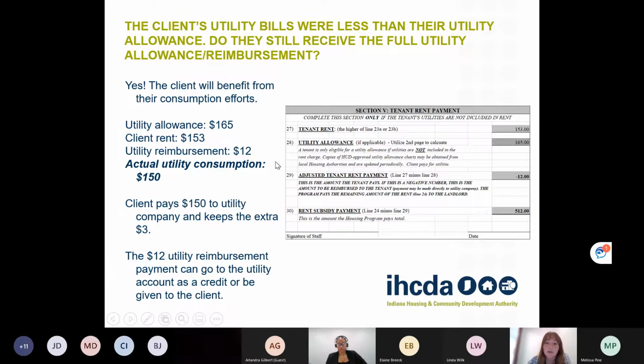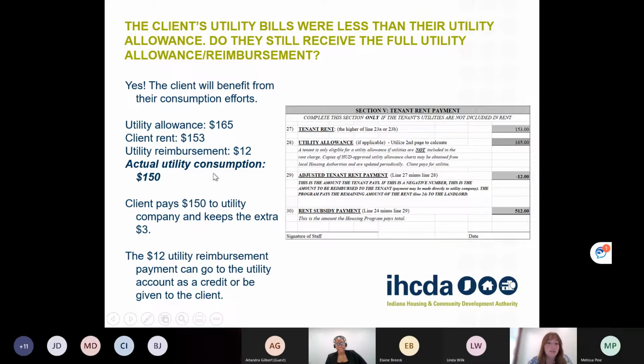Let's say for the month of September, their actual utility consumption was only $150. So the client would pay the $150 to the utility company, and then since their allocated payment would be $153, they would get to keep the extra $3. They are not required to pay that to the utility company or contribute that towards rent. That would just be extra money that they get to keep.